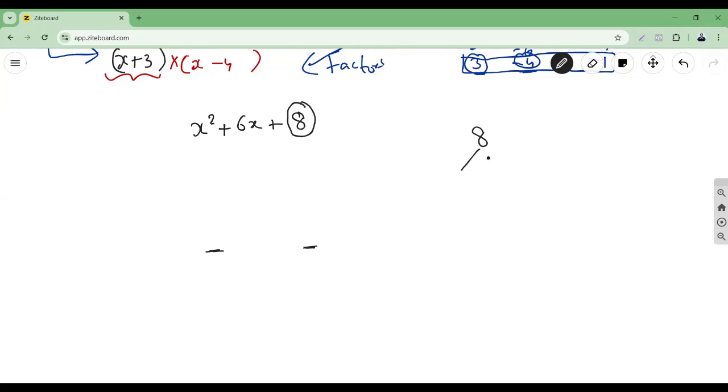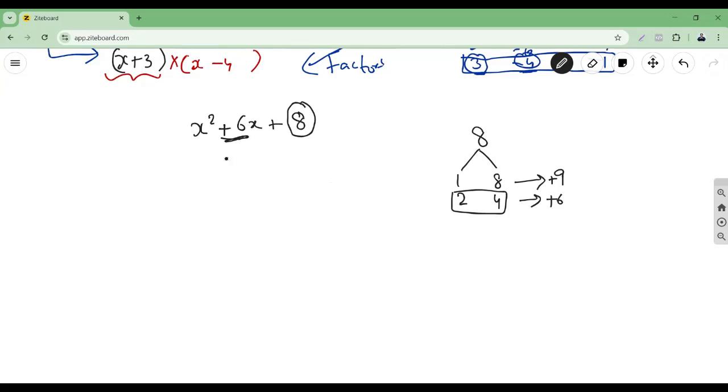So I'm going to take the factors of these. The factors of this are 1 and 8, 2 and 4, and that's it. These are the only possible factors, and because it's a positive number, there are no other options. Now, which one of these is giving me the plus 6? Here this is giving me a plus 9. This is giving me a plus 6. So this is the option that I have to take.